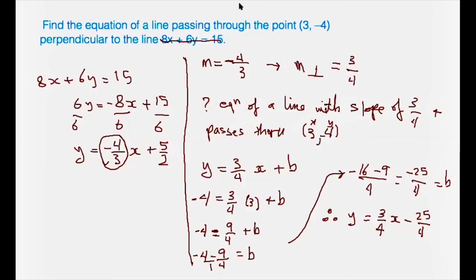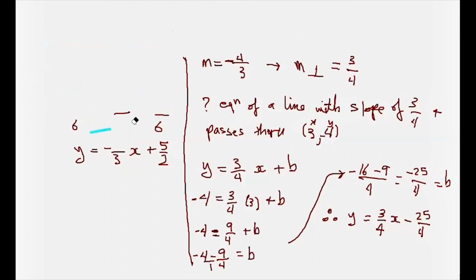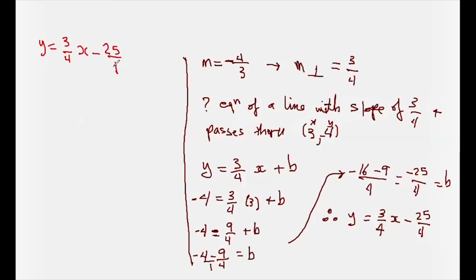All right, so what I'm going to do, I'm going to show you how to change this equation to general form. Okay, so I'm just going to erase and I'm going to take this equation here, y equals 3/4 x minus 25 over 4, and basically change to general form.